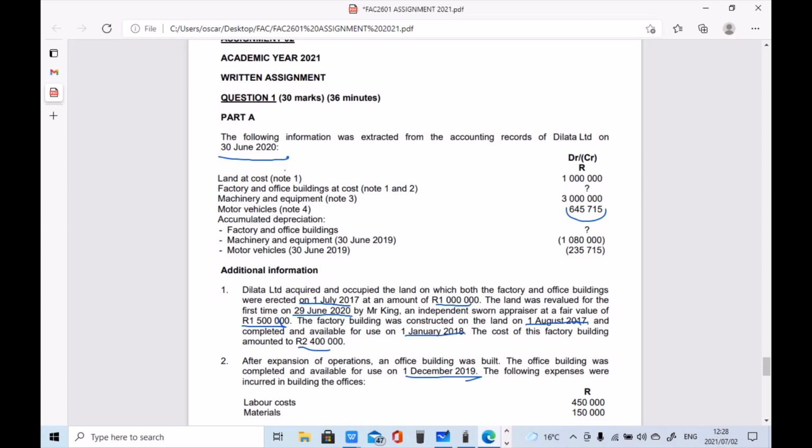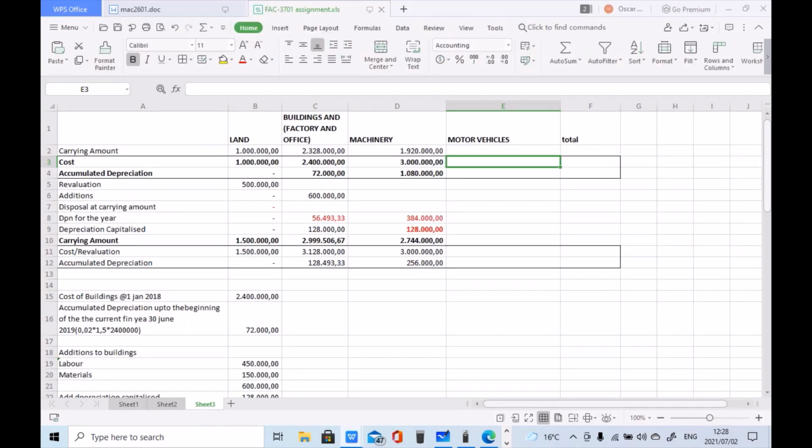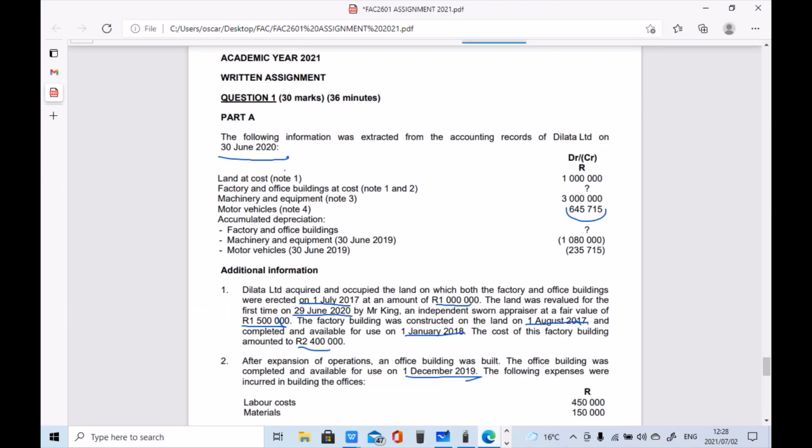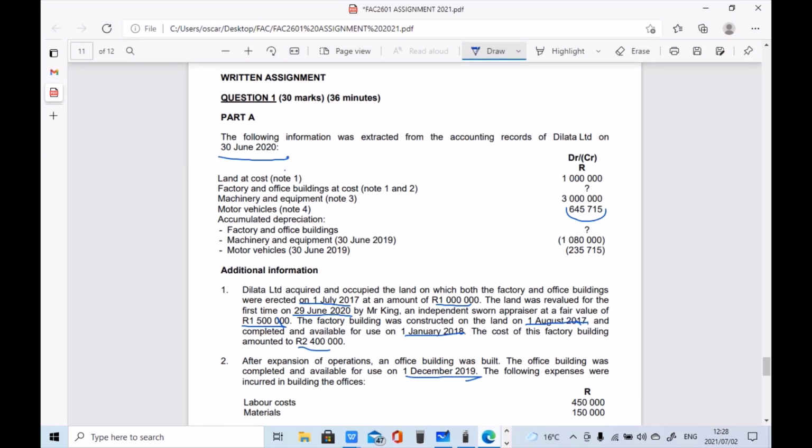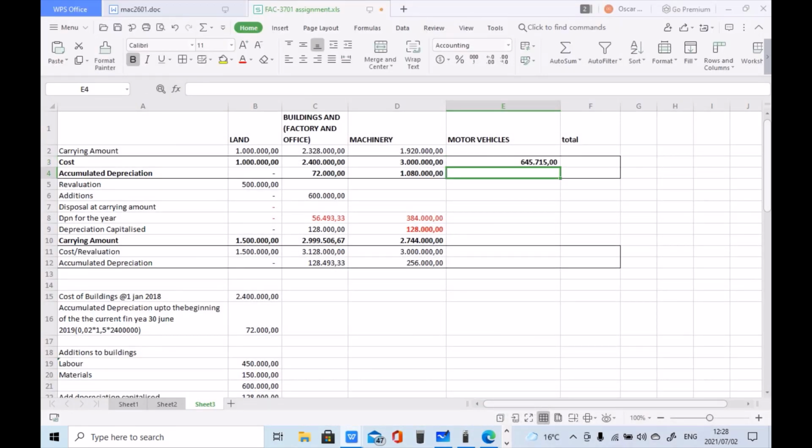Okay, the fact that the transaction has not yet been recorded means that the value they've given us here does not include the new vehicle, and they have not yet removed the vehicle that they have sold. So this is essentially the cost at the beginning. So we're just going to put that in our note. The cost there is 645,715. And they've given us the accumulated depreciation there, which is 235,715. And it's given at the beginning. That's why we're taking it to the beginning. Now, the carrying amount there will be the difference between the two. So, that's our carrying amount at the beginning there.